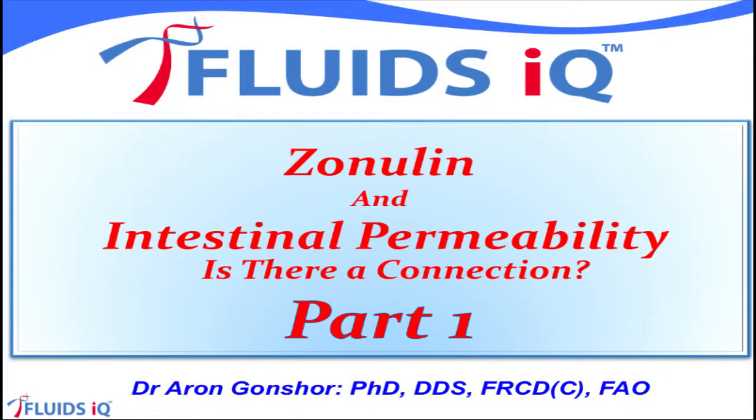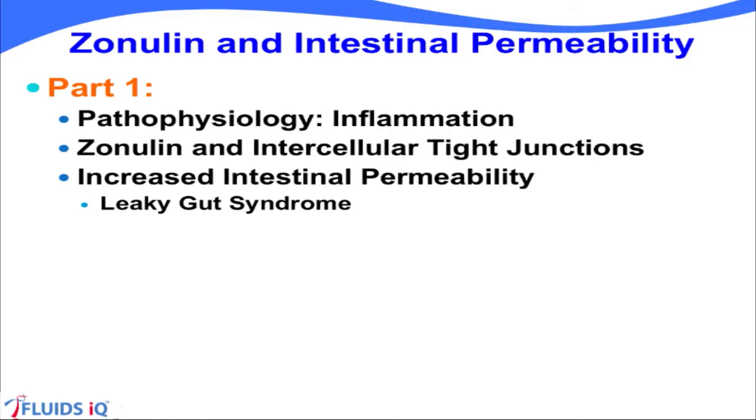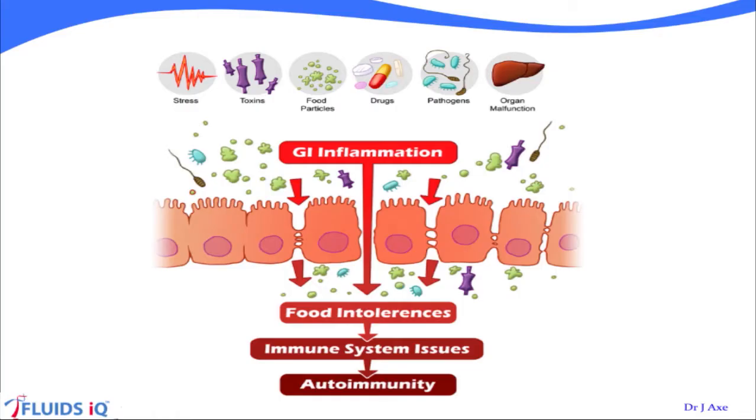We are going to discuss zonulin and intestinal permeability. Is there a connection between this protein and changes in permeability of the gut? We're going to be doing this in two parts, and the first part is dealing with pathophysiology, inflammatory response, zonulin and its effect on intercellular tight junctions, and the increased intestinal permeability, which is an outgrowth of that response.